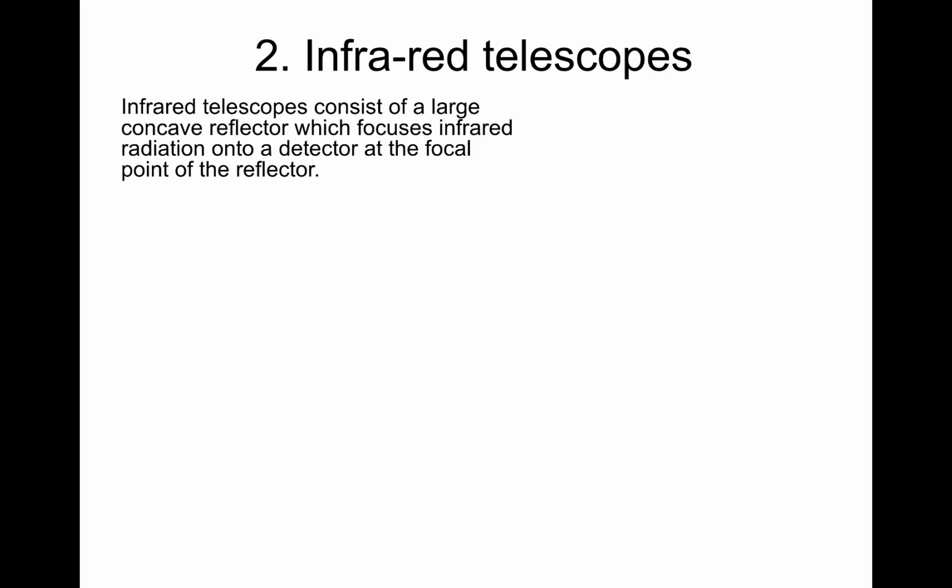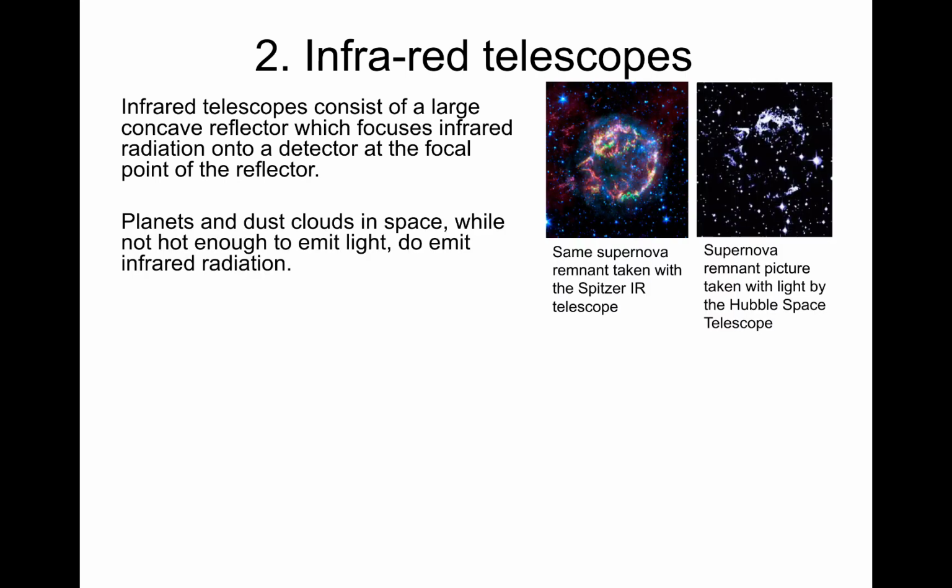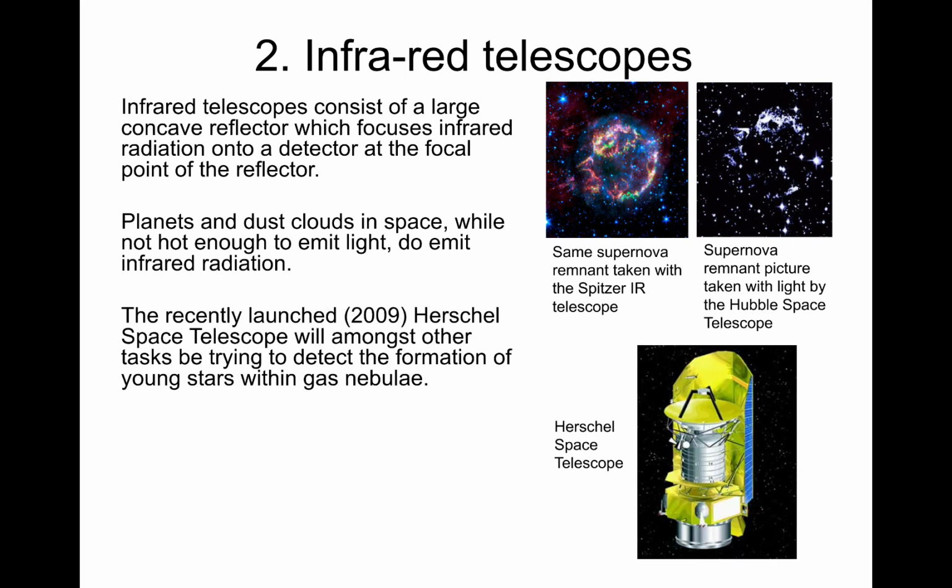So let's look at infrared telescopes. They consist of a large concave reflector which focuses infrared radiation onto a detector. Planets and dust clouds in space, while not hot enough to emit light, do emit infrared radiation. So again, that image from earlier, we've got a supernova remnant taken with the Hubble, which we've already seen, and that's the same one taken with the Spitzer IR telescope. Recently launched, in 2009, the Herschel Space Telescope will, amongst other tasks, be trying to detect the formation of young stars within gas nebulae.